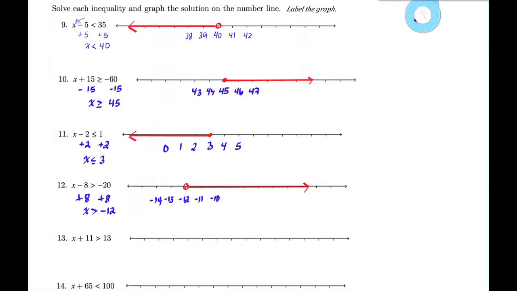13. X plus 11 is greater than 13. I need to undo add 11 by subtracting it from both sides, and I get x is greater than 2. So that's an open circle at 2, and it's all values greater than, so it's to the right.